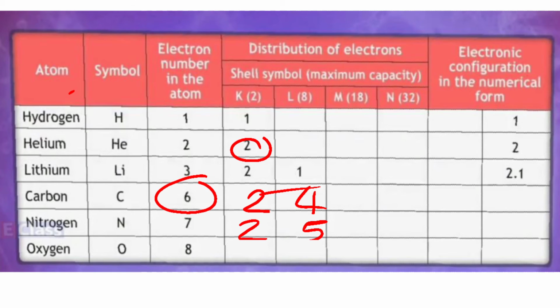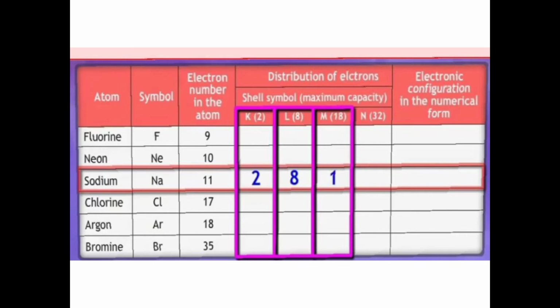So let's go ahead. Fluorine. First orbit 2, second orbit 7. Oxygen you can write down 2 and 6. Fluorine you can write down 2 and 7. Neon is 10. So first orbit 2 and then 8. So we have here 2 and here 8.